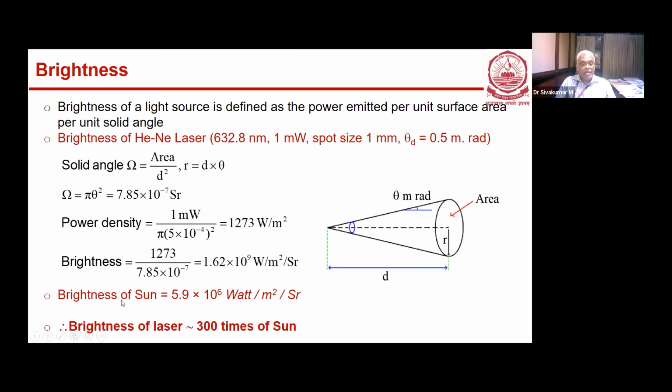You can see, if you calculate by Stefan's law, the brightness of the sun is actually 5.9 into 10 raised to 6 watt per meter square per steradian. So if you just compare, the brightness of the laser is 300 times that of the sun. That is the reason we say you cannot look at the laser directly, because it will definitely damage your retina. Okay, right.